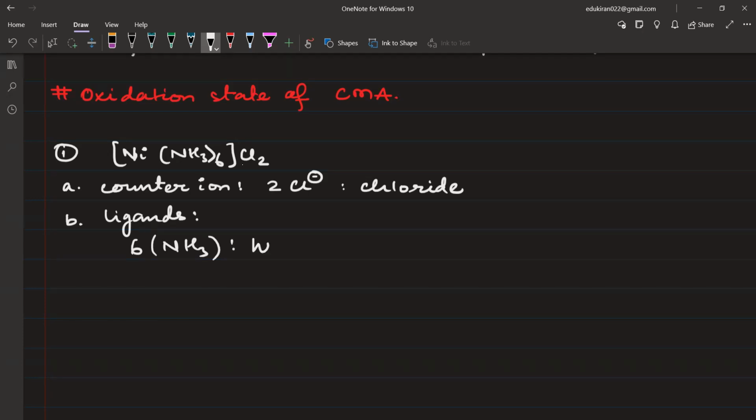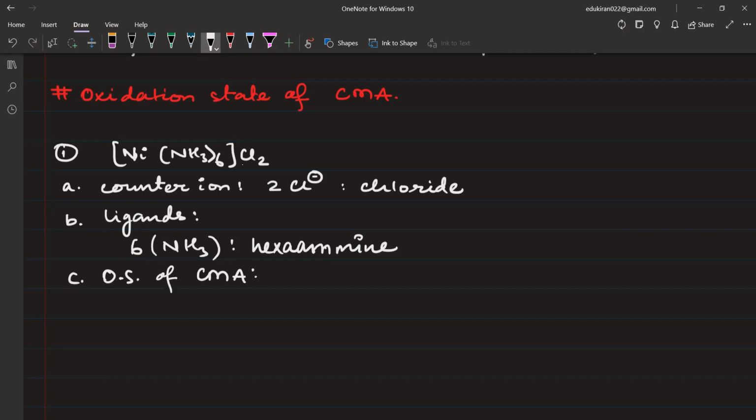Hexamide. Hexa. Okay, hexa. After that, hexa amine. Amine. AMMINE. C is the oxidation state of the central metal atom.